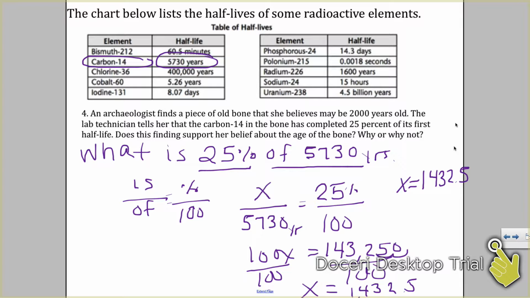That's not all. That's the is, but what is the is? The is is 25%. Of what? So what unit should go on the end of this? Years. So what does this really represent? That's not the half-life. Half-life is 5730. It's 25% of the half-life, so what is this still telling us?